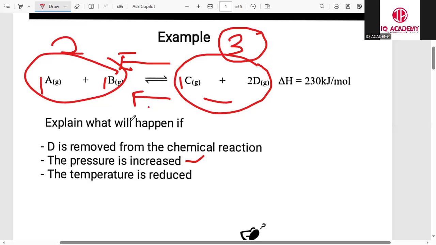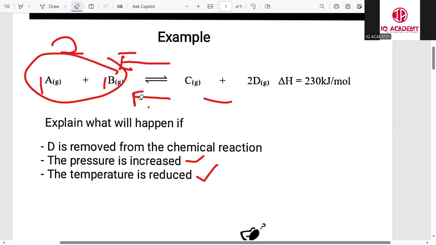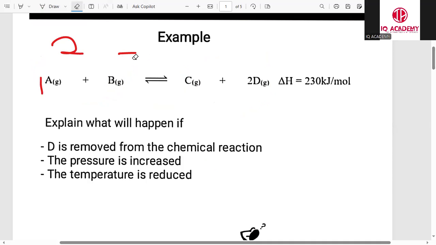All right. So, and then what will happen if we reduce the temperature? Okay. So for you to know what will happen when you either increase or reduce the temperature, it matters with the reaction that you have. If it's endothermic, then what will happen will be different from what will happen in the, what? The endothermic. Okay.